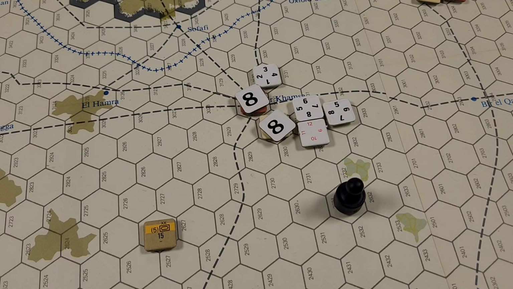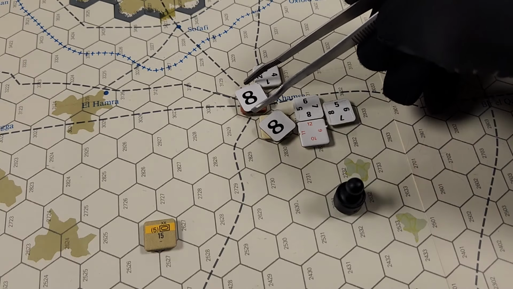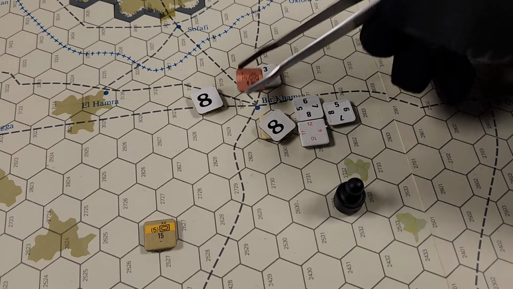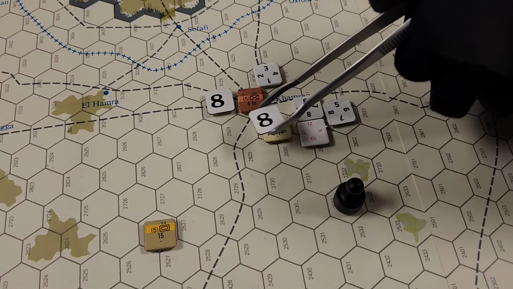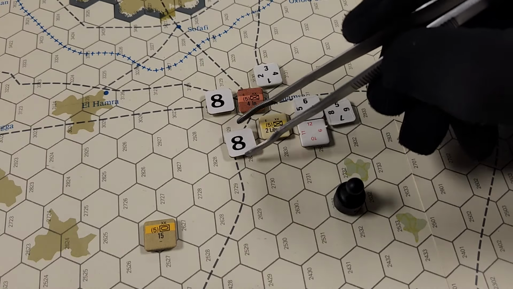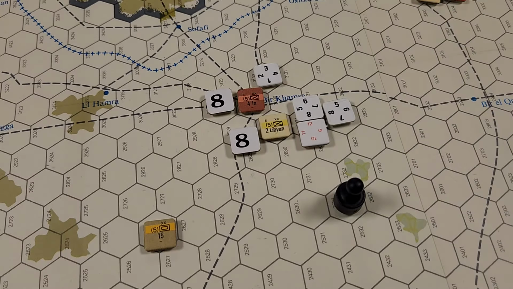Let's check the terrain. The terrain for both parties is clear. So he has 8 against him. He's in clear. He has 8 against him. All right. The Italians will roll first. 53. 53.